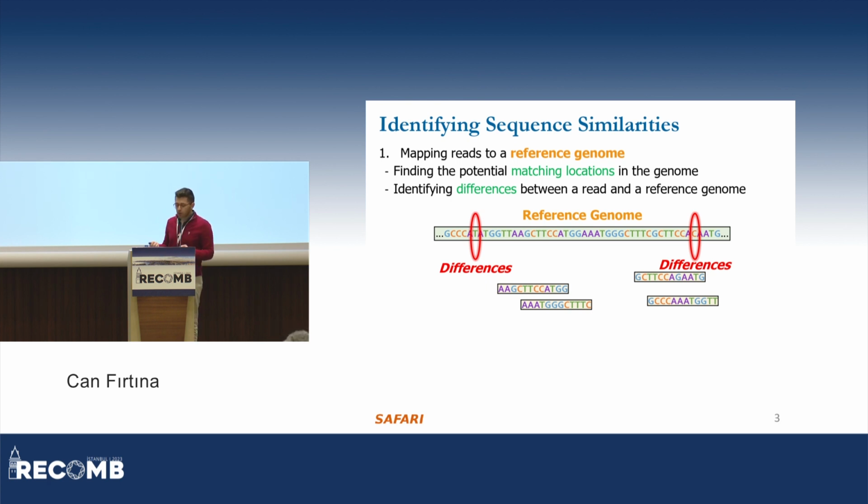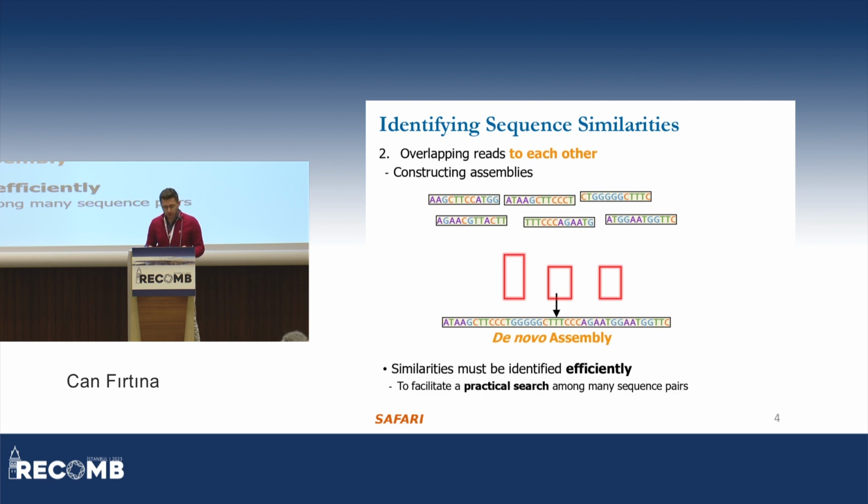We can also identify the differences between a read and a reference genome. The second option is to overlap the reads with each other. Overlapping reads identifies the matching regions between the reads, which can then be used to identify the de novo assemblies from these overlaps. To achieve all of these similarity identifications, we must identify these similarities efficiently so that we can facilitate a practical search among many sequence pairs.